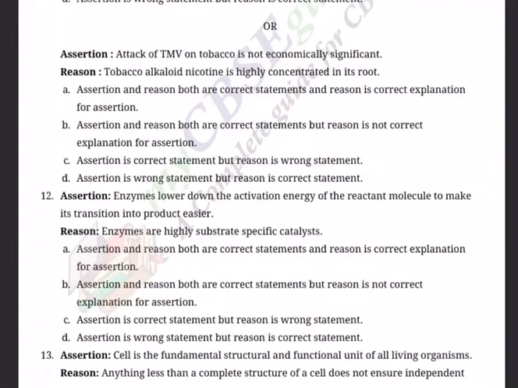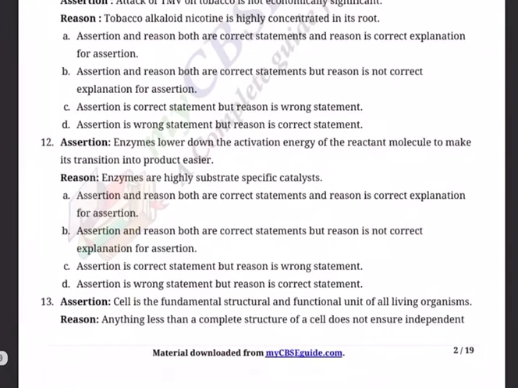Question number 12. Assertion. Enzymes lower down the activation energy of a reactant molecule to make its transition into product easier. Reason. Enzymes are highly substrate specific catalysts. A. Assertion and reason both are correct statements, and R is correct explanation for A. B. A and R both are correct statements, but R is not correct explanation for A. C. A is correct, but R is wrong. D. A is wrong, but R is correct.